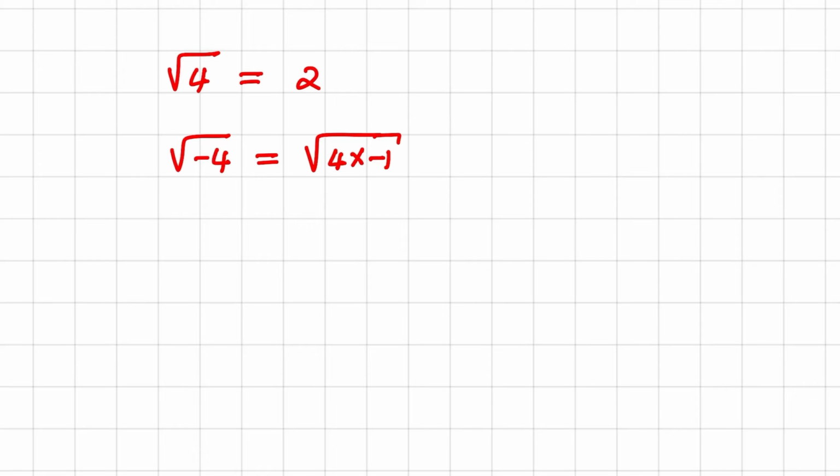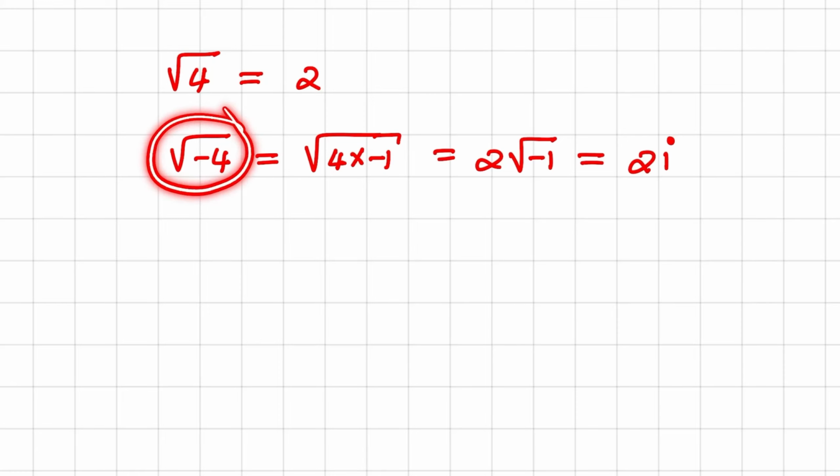Now let us consider other applications of i. If I ask you for the square root of 4, that will be equal to 2. But if I ask you for the square root of -4, that is equal to the square root of 4 times -1. And we know that we can split the square root up into two parts. So the square root of 4 is equal to 2 times the square root of -1, and that is equal to 2i.